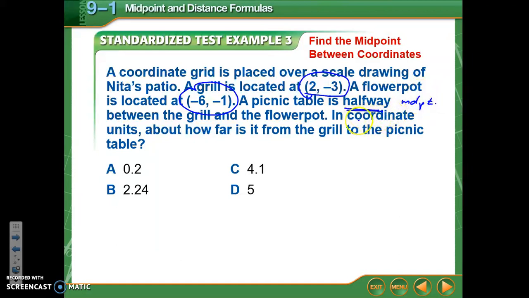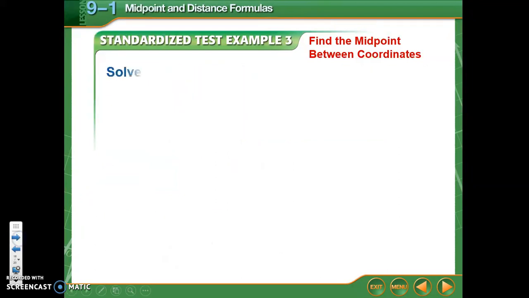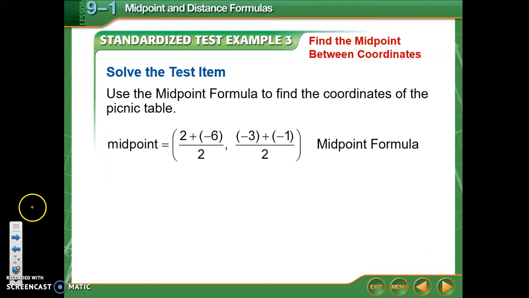And then what it's actually asking is, in the coordinate units, how far is it from the grill at 2, -3 to the picnic table? But the problem is we don't know the coordinates of the picnic table. So this is 2 steps. 1, find the coordinates of the picnic table. 2, find the distance from the grill to the picnic table. So we're going to do the midpoint first, the midpoint to find the coordinates of the picnic table.